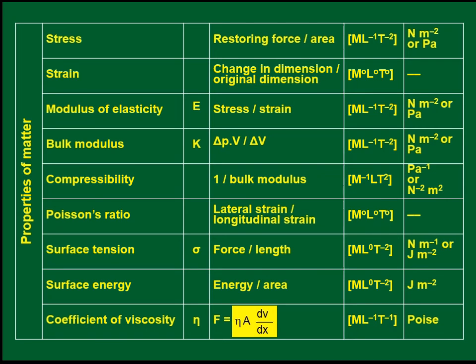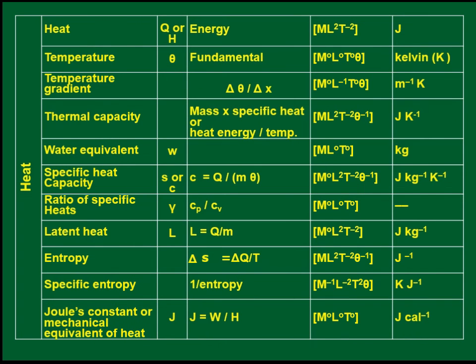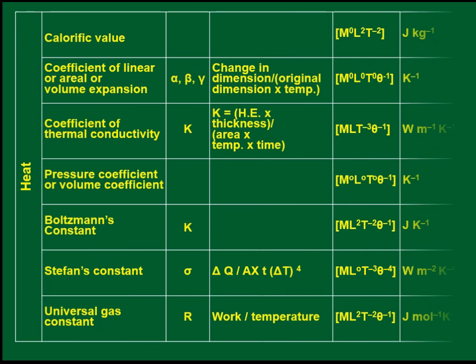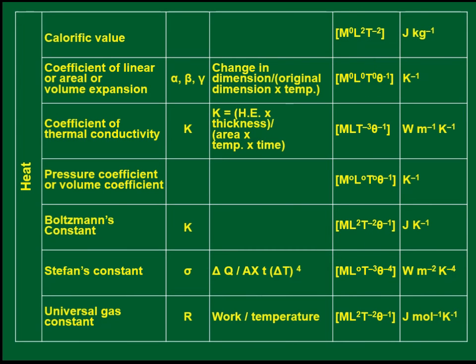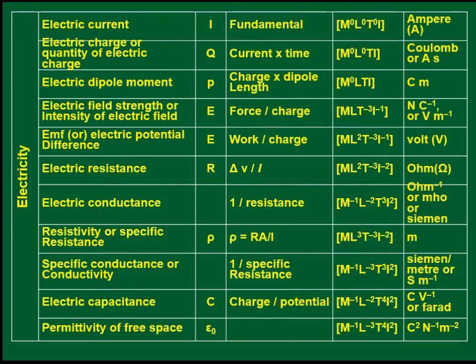There is coefficient of thermal conductivity, Boltzmann constant, Stefan's constant, universal gas constant, electric current, electric dipole moment, electric field, EMF, electric resistance, electric conductance, resistivity or specific resistance, specific conductance or conductivity, electric capacitance, permittivity of free space, magnetic pole strength, magnetic dipole moment, permeability of free space, intensity of magnetization, magnetic field strength, magnetic intensity, magnetic moment density, then magnetic flux, magnetic induction, and coefficient of self-inductance, etc.